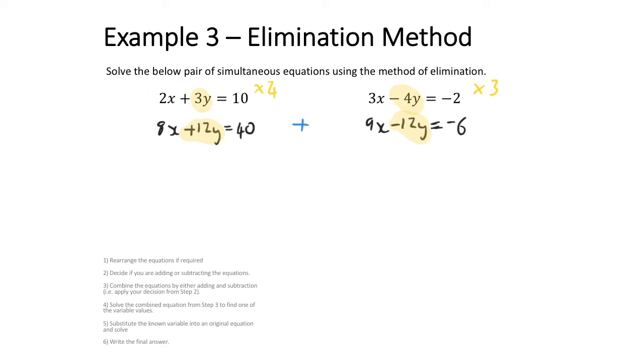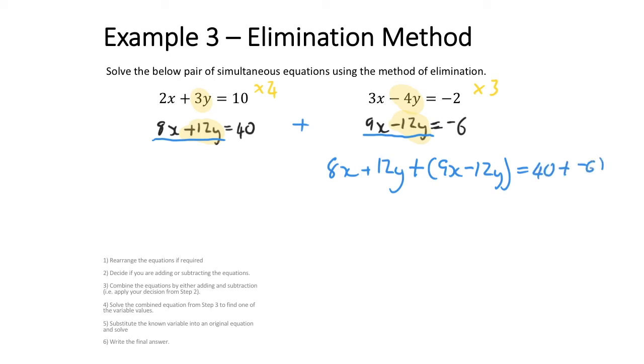So for my next step, when I combine my two equations, I start at the left-hand side of the first equation, and that's going to be 8x plus 12y. And then I'm going to combine that with the left-hand side of our second equation, and that's going to be plus, and then in brackets 9x minus 12y, and that's going to be equal to, now do the same thing for the right-hand side, 40 plus negative 6. So moving ahead and removing my brackets and simplifying, it's going to be 8x plus 12y plus 9x plus negative 12y is equal to 40 plus negative 6, which is 34. To simplify further, I can collect like terms.